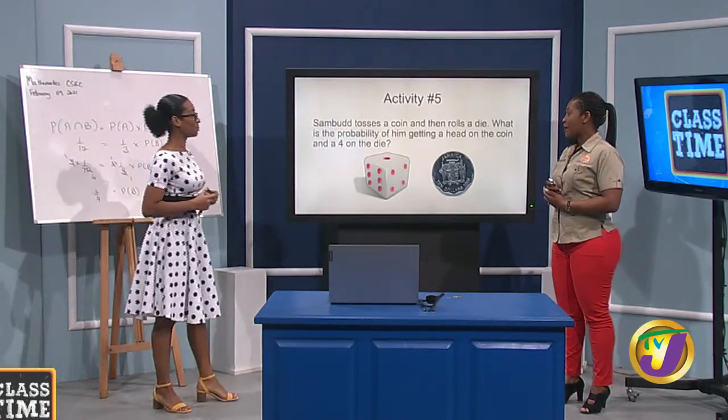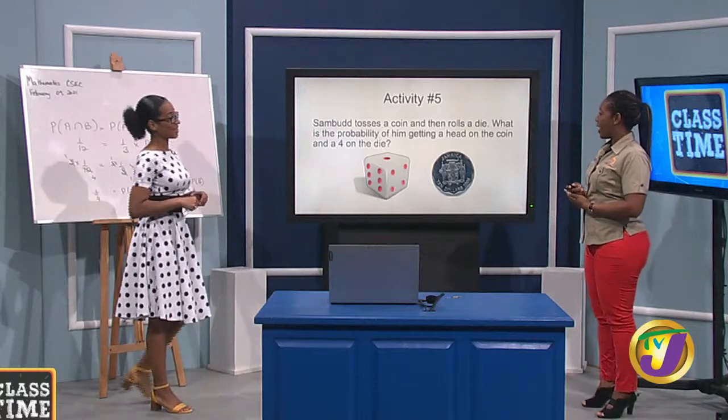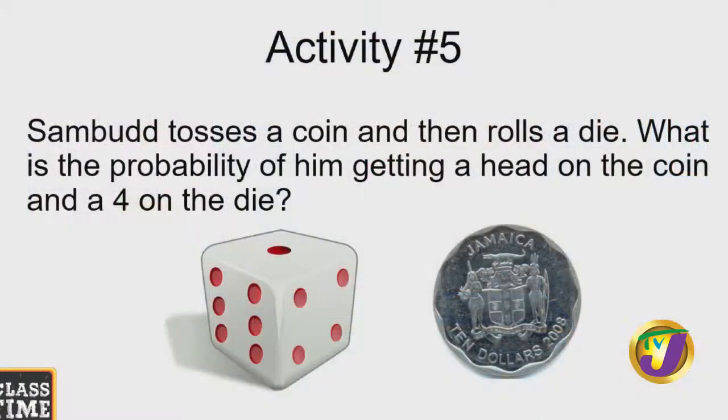Sambod tosses a coin and then rolls a die. What is the probability of him getting a head on the coin and a 4 on the die? Here he wants to know the probability of getting a head on the coin and a 4 on the die.